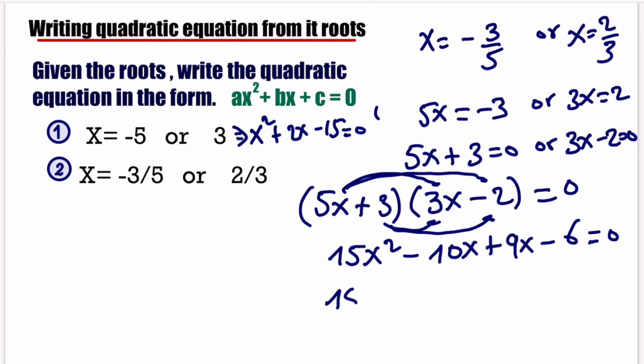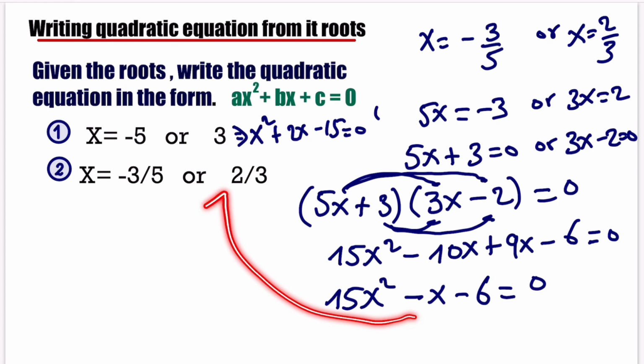So we are going to have 15x squared. We can simplify this. This is minus 10 plus 9, which is minus x, minus 6 equals 0. So that is the equation of these roots.